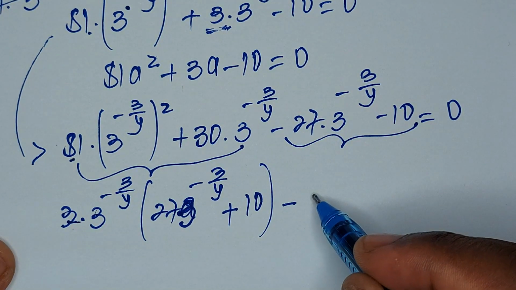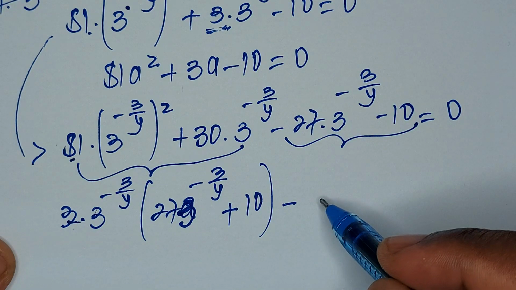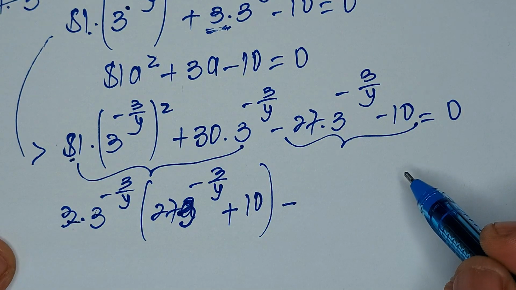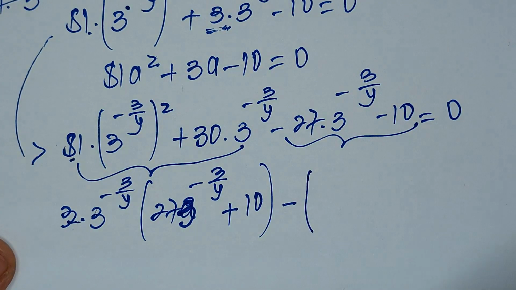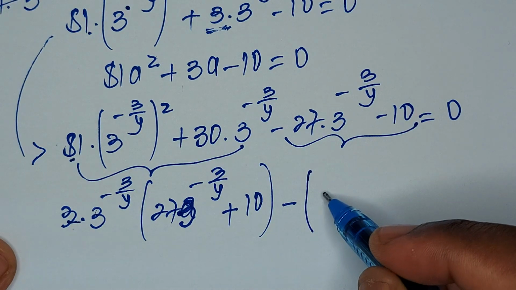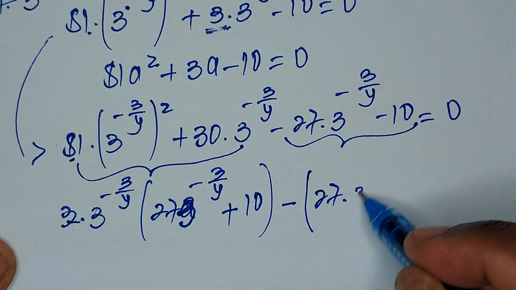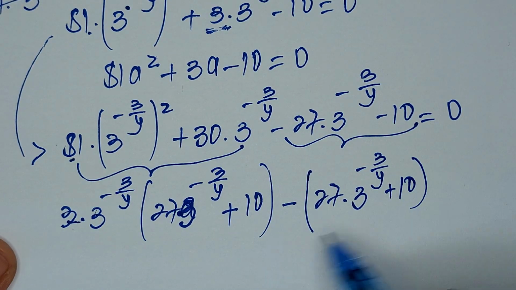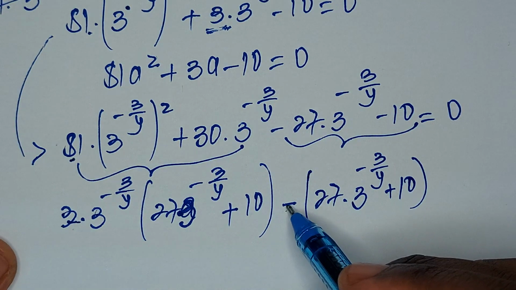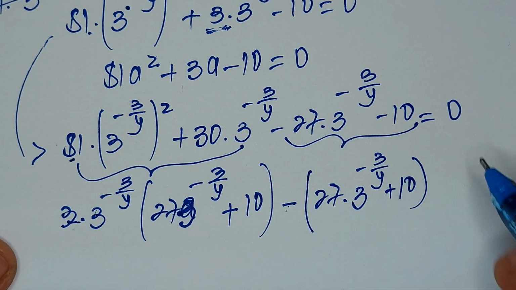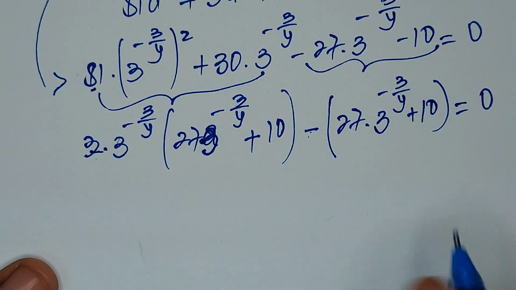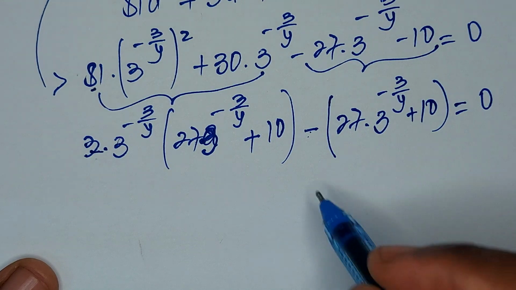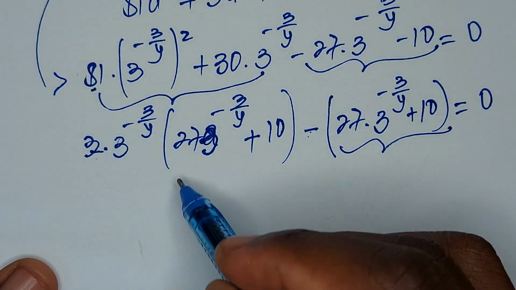What can we find here? So I'm going to factorize the negative sign. I'm going to have 27 times 3 to the power minus 3 over y, and plus 10, because this is negative and this is negative, so minus times plus is going to be negative, and this is equal to 0. So pretty much simple, guys. We've made our factorization. So now this term is equal to this.